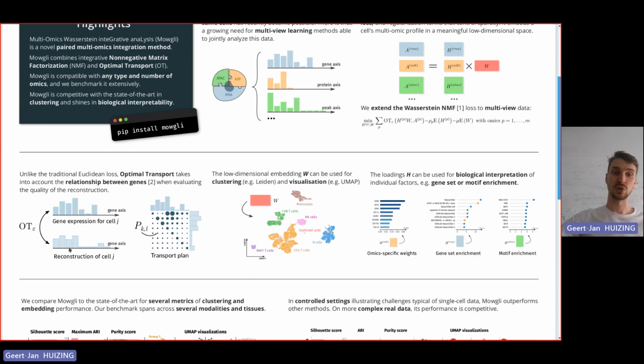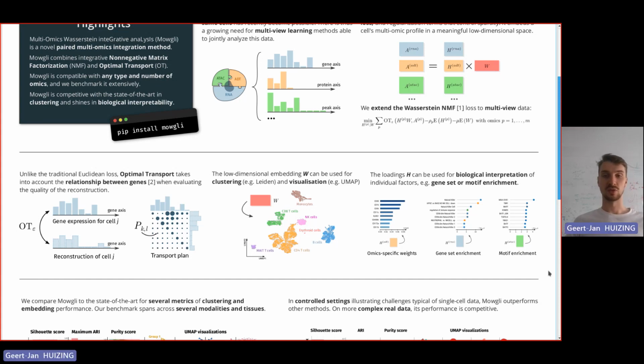Unlike a traditional Euclidean loss that you might want to use for non-negative matrix factorization, optimal transport allows you to take into account the relationships between genes, between peaks, between proteins, when evaluating the quality of the reconstruction. Meaning that instead of comparing gene by gene the data and the reconstruction, H times W, you can take into account the context to gather a more comprehensive view of the cell.